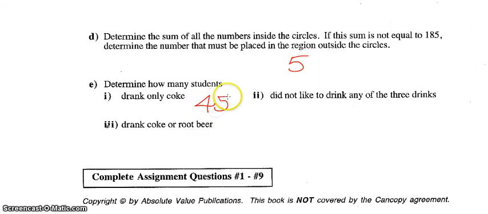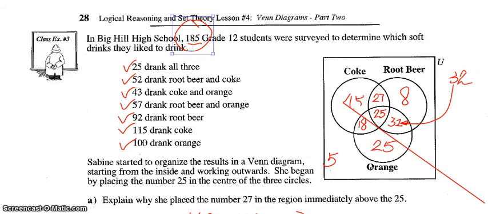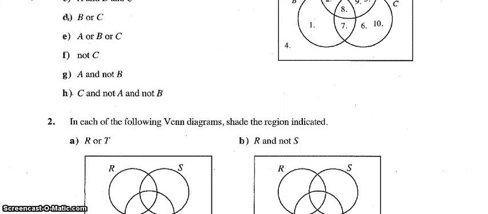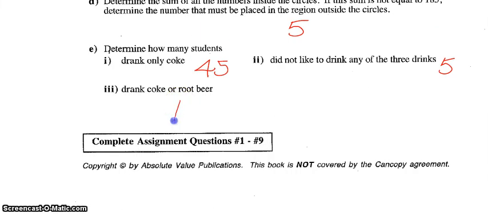And then next, did not like to drink any of the free drink. Okay, well, that's 5. All right, we did that. Drink Coke or root beer. Okay, Coke or root beer. So Coke, if I check the number, there are 115 people drink Coke. So all this number in a circle should add up to be 115. And then I plus A and 32. A and 32 add up to be 40. 40 plus 115 is 155. So total 155 drink Coke or root beer. Okay, we are done. All right.